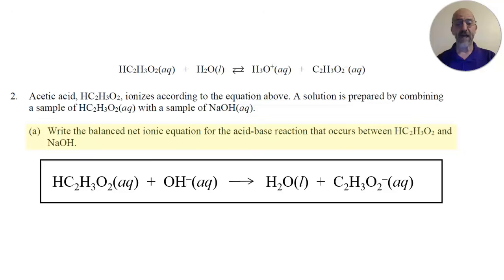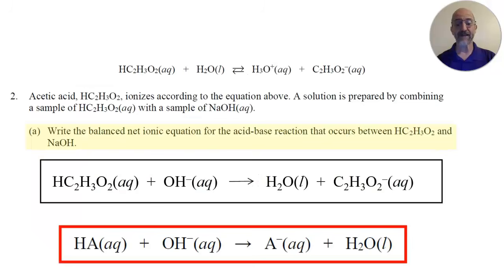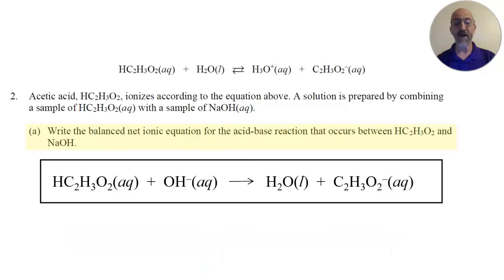Now, if you're wondering, have I seen that earlier in this lesson? Yes. So back in the essential knowledge statements, HA plus OH- to produce water and A-, that is the net ionic equation when a weak acid reacts with a strong base. So you can see the similarities between the answer to part A of question 2 and what I had mentioned earlier for the weak acid strong base net ionic equation. All right, well now that is the answer to part A. Let's move on to part B.